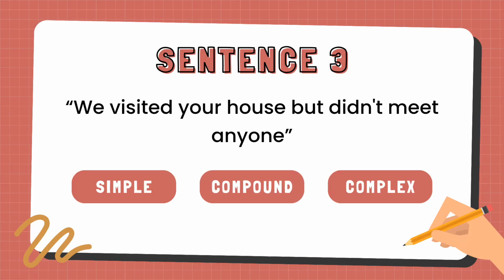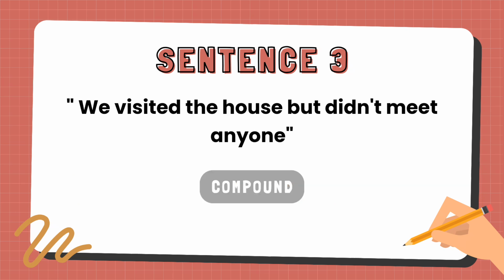We visited your house but didn't meet anyone. Is it a simple or a compound sentence? That sentence is a compound sentence because it contains two independent clauses. The first one, we visited the house. We didn't meet anyone is the second one. Here, it has been joined together by the coordinating conjunction but. Therefore, we have the compound sentence, we visited the house but didn't meet anyone.